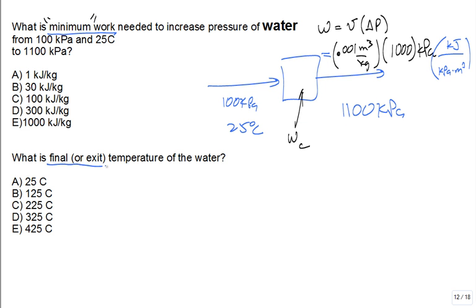What is the final or exit temperature of the water? This was P2, right? What is T2? Is it 25C, 125C, 225C, 325C, or 425C? I will stop, but I will only give you 30 seconds.